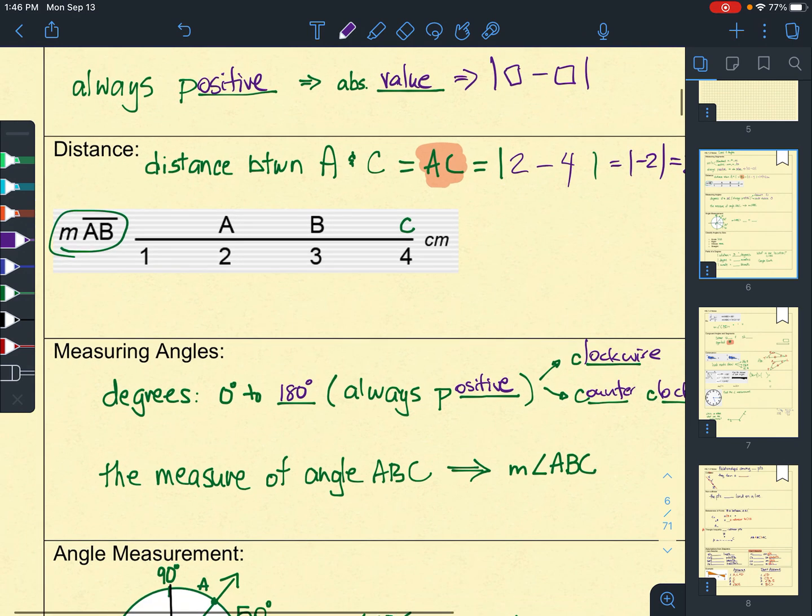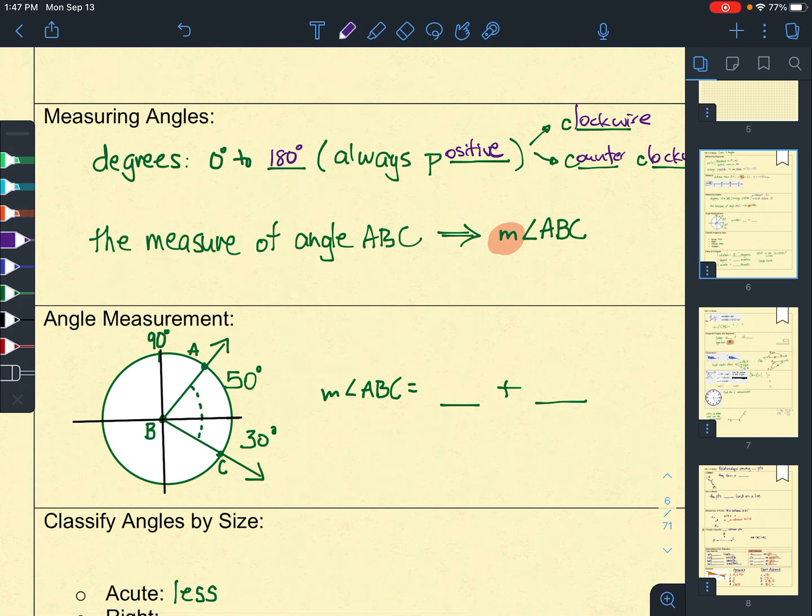All right, the measure of angle ABC. Notice how we use a little m in front of the angle to indicate that we are doing a measurement of the angle. All right. So here goes an angle measurement. Let's say I'm going from A. You're measuring the angle ABC. So the angle is this one here.